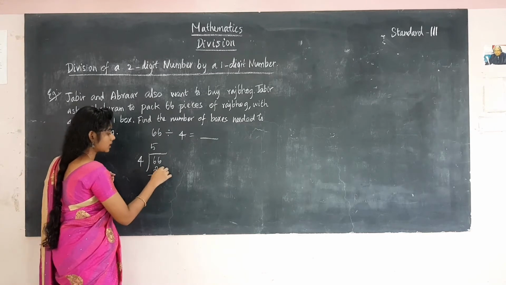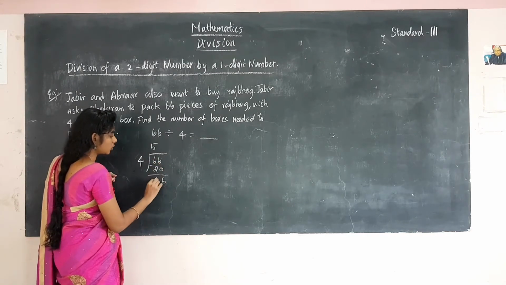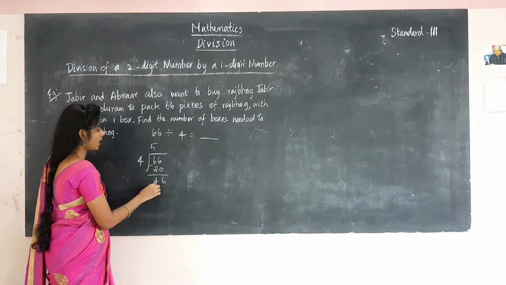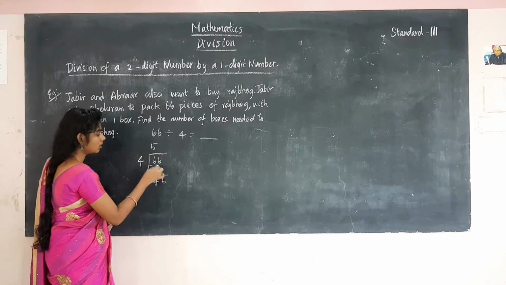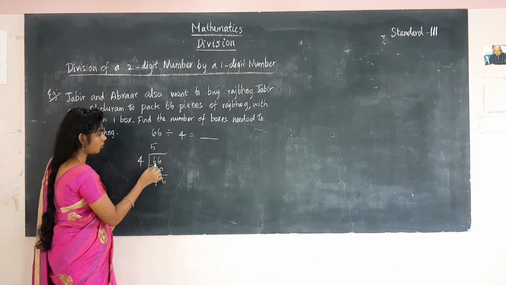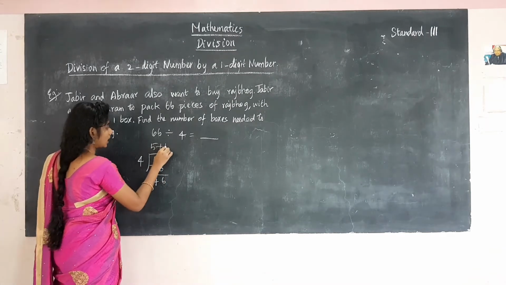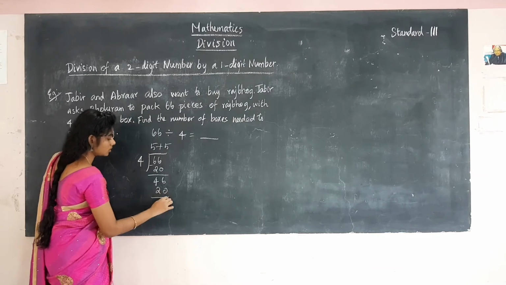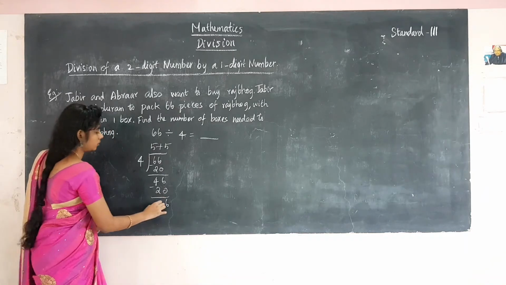Now subtract. 6 minus 0 is 6. You have to subtract this number. 6 minus 2 is 4. First in the ones place, and then in the tens place, you have to subtract. And then again I can take 5, because 5 4s are 20, which is within this number. So again I am taking 5 4s are 20. So here 6 minus 0 is 6, and 4 minus 2 is 2.